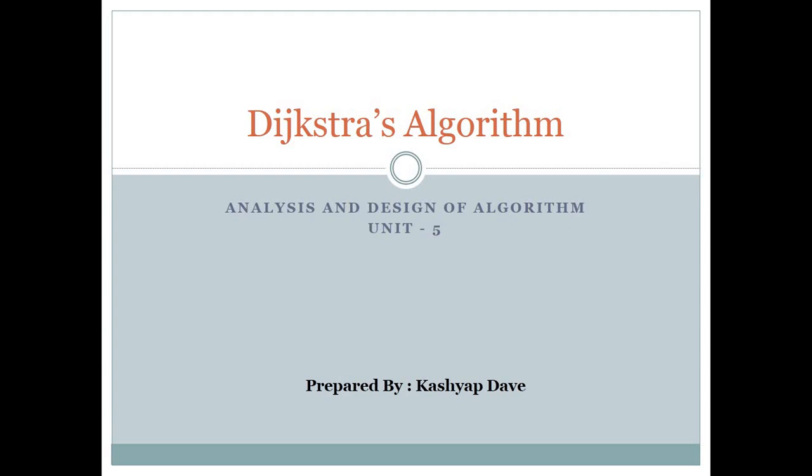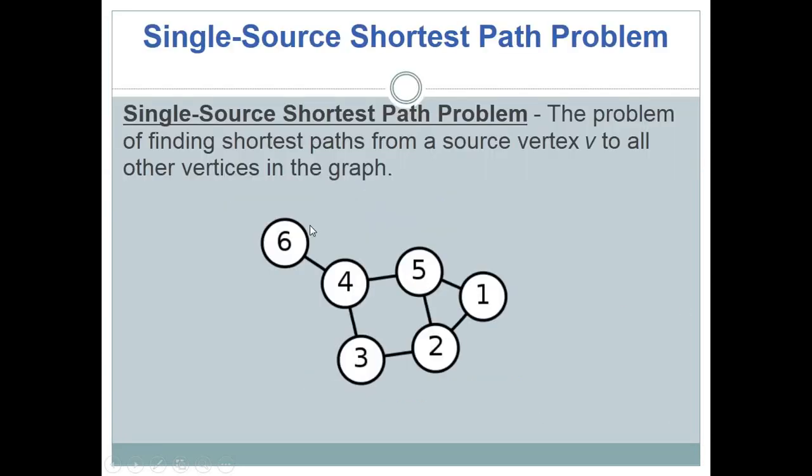In today's video lecture we are going to discuss another greedy algorithm, which is Dijkstra's algorithm. Some people call it Dijkstra's algorithm, but here the J is silent, so we will call it Dijkstra's algorithm. Okay, so Dijkstra's algorithm is for solving the single source shortest path problem.